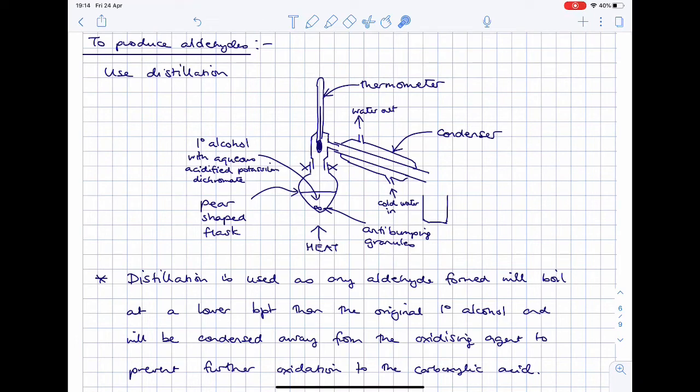And this is because any aldehyde formed will boil at a lower boiling point than the original alcohol, because it doesn't form hydrogen bonding like the alcohol molecules can. So the aldehyde can be condensed away from the oxidizing agent to prevent further oxidation to the carboxylic acid, which will also boil at a higher boiling point than the aldehyde produced, and therefore won't escape into the container with the aldehyde. And any carboxylic acid made will remain in the reacting mixture unless we raise the temperature high enough to reach its boiling point.